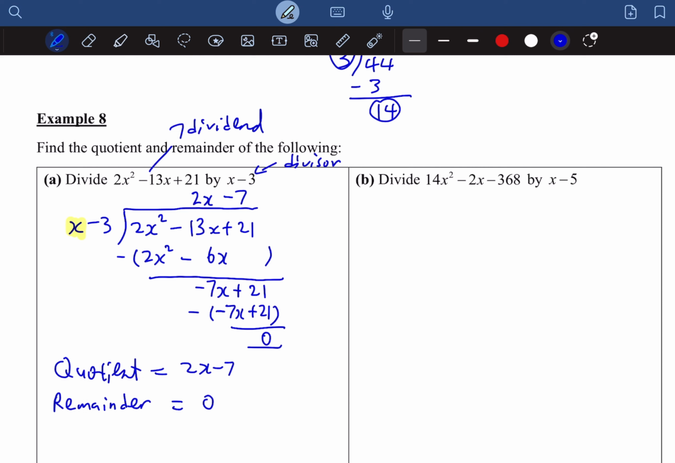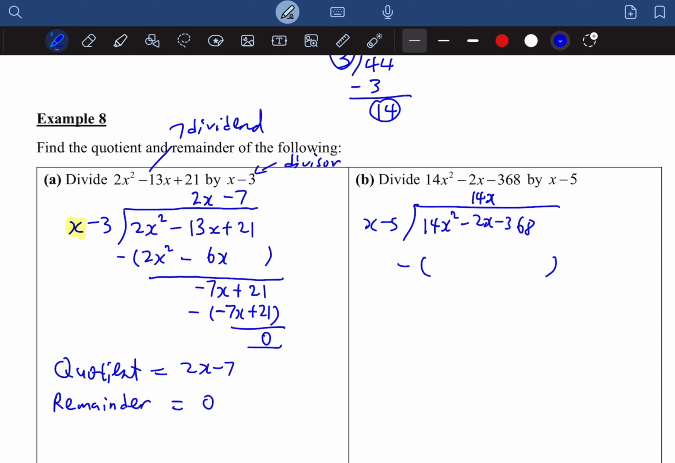Okay, here we have 14x squared minus 2x minus 368 divided by x minus 5. So same thing, here's a minus. Okay, subtraction. So I have to remove 14x squared. What times x minus 5 gives me 14x squared? So it'll be 14x. So I write above the x term in the dividend.